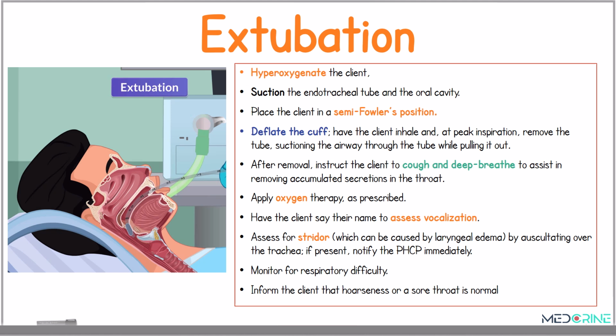After removal of the endotracheal tube, instruct the client to cough and take a deep breath to assist in removing any accumulated secretions in the throat. You need to have the client say their name so that you are able to assess vocalization, and you need to assess for stridor, which could be caused by laryngeal edema. This assessment of stridor can be done by auscultating over the trachea. If present, you notify the primary healthcare provider immediately.